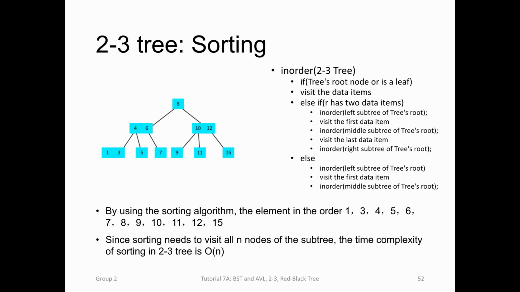Sorting operation of the 2-3 tree. There are some nodes, and we want to sort them in increasing order. Because sorting needs to visit all nodes, the time complexity of the sorting operation is big O n, and this is the pseudocode.